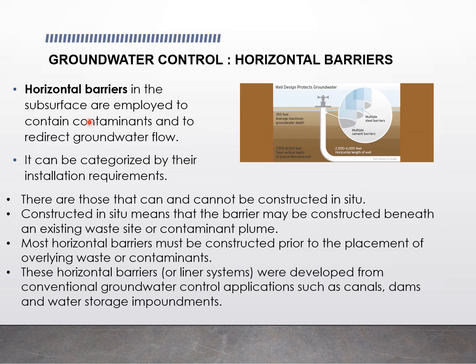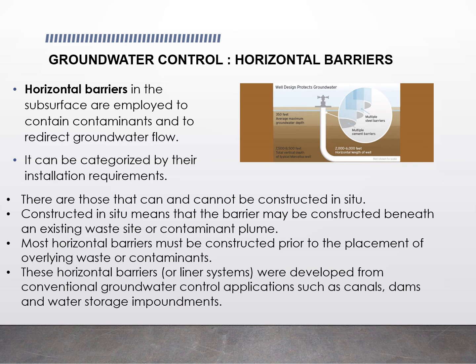Besides the vertical, we also have the horizontal. This one is the horizontal barrier. The subsurface barriers are employed to contain contaminants and to redirect groundwater flow. They can be categorized by the installation requirement. There are those that cannot be constructed in situ. Constructed in situ means that a barrier may be constructed beneath an existing waste site or contaminant plume. Most horizontal barriers must be constructed prior to the placement of the overlying waste or contaminants. This horizontal barrier was developed from conventional groundwater control applications such as canals and dams.